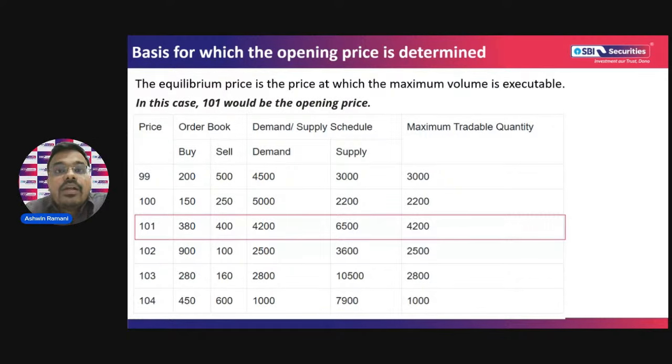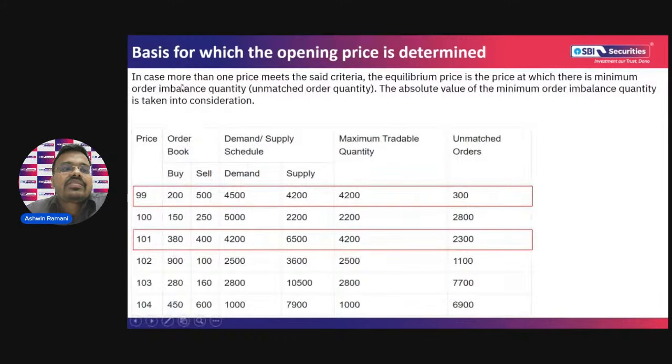That is the basic rule that we covered now. But there comes a twist. So what the exchange says is, in case more than one price meets the set criteria, the opening price is the price at which there is minimum order imbalance quantity. That is जो minimum unmatched order quantity है, अगर टाई ब्रेक होता है तो ऐसा प्राइस जहां पे मिनिमम ऑर्डर इम्बैलेंस है, वो वाला प्राइस will be your opening price. The absolute value of the minimum order imbalance quantity is taken into consideration.